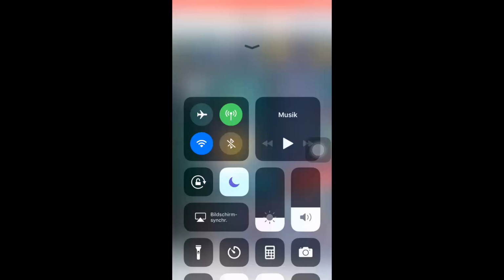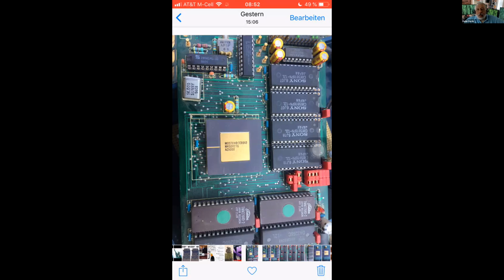Let me turn off this thing. So that should keep my screen on a little bit longer.